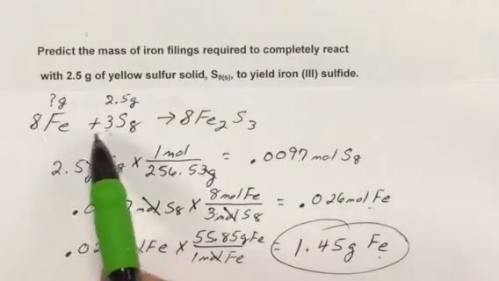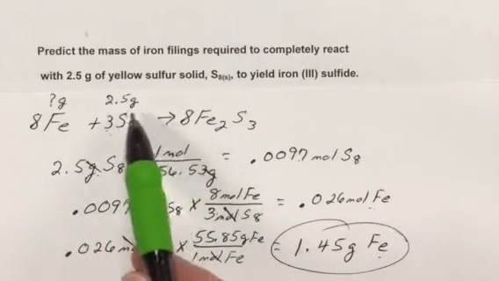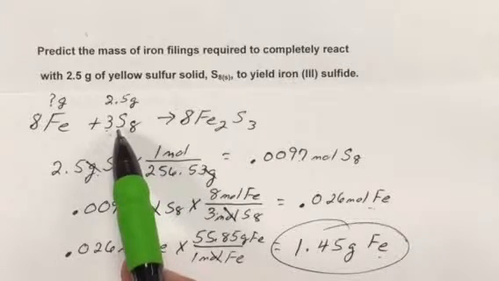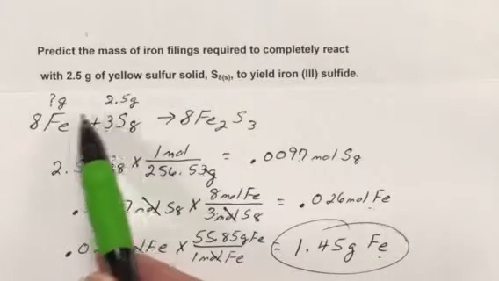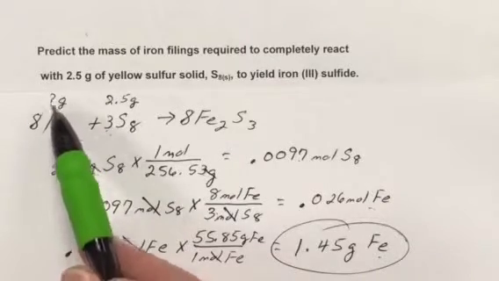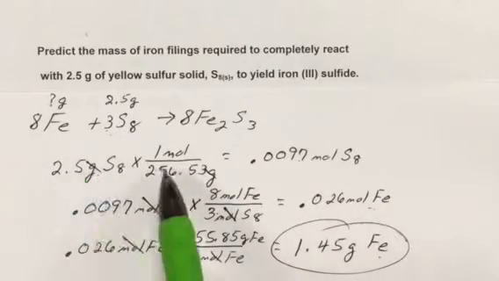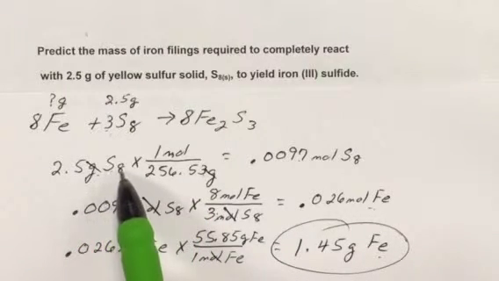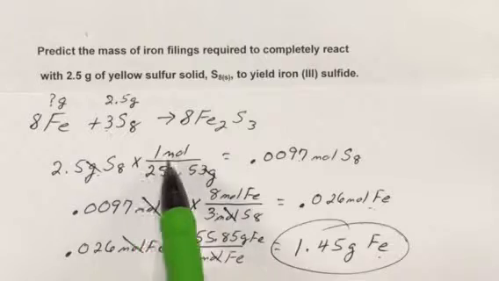Well, since this is a molar ratio, we have to convert those grams into moles. And then we're going to multiply by the molar ratio to get the iron. And then we have to convert the moles of iron into grams. So our first step is to take the 2.5 grams of S8 that's given and convert that into moles.